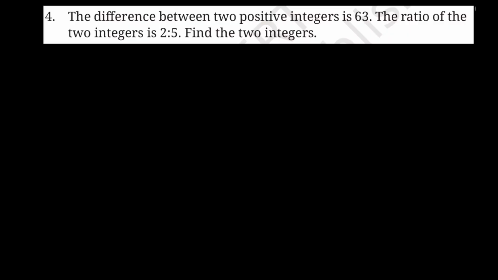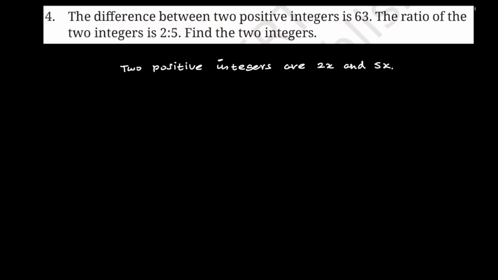Next problem, problem number 4. The difference between two positive integers is 63. The ratio of the two integers is 2:5. Find the two integers. So the ratio of the two integers is given as 2:5. So the two positive integers are 2x and 5x. Now the given information, the difference between the two positive integers is 63.